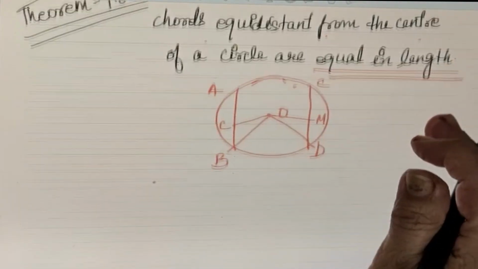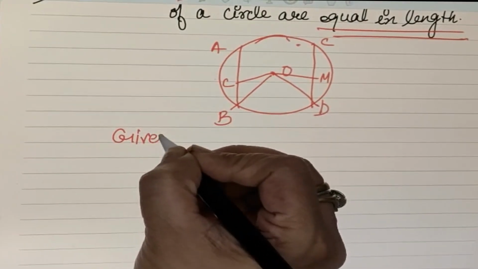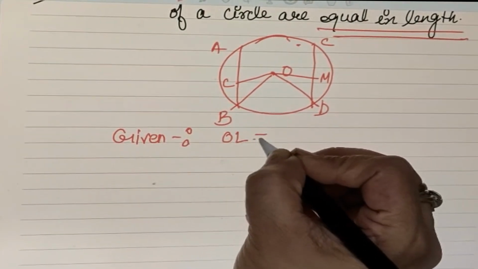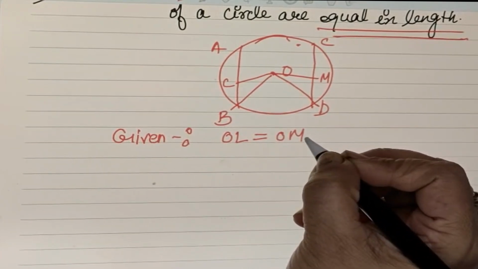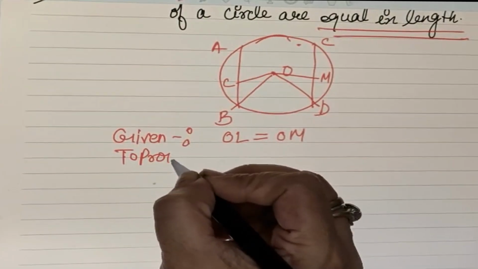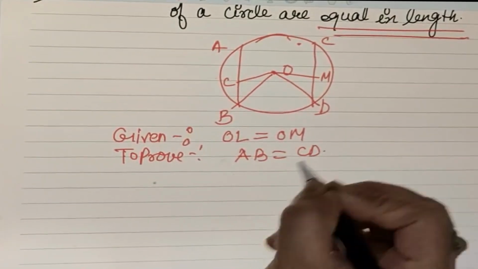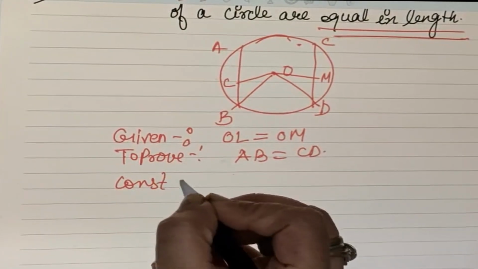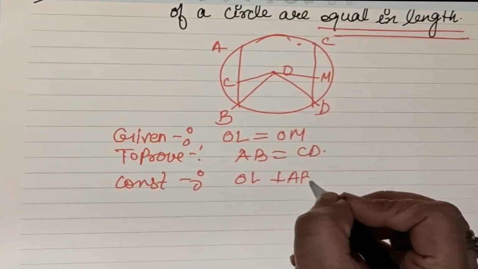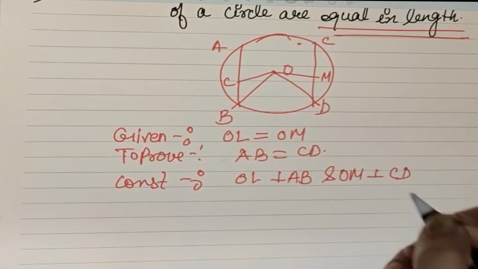Same figure. But now, how to start it? Writing given condition first. What is the given condition now? That the distances from the center are equal, that means OL is equal to OM. What do I need to prove? That the chords are equal. Construction, what am I doing? OL perpendicular to AB and OM perpendicular to CD.